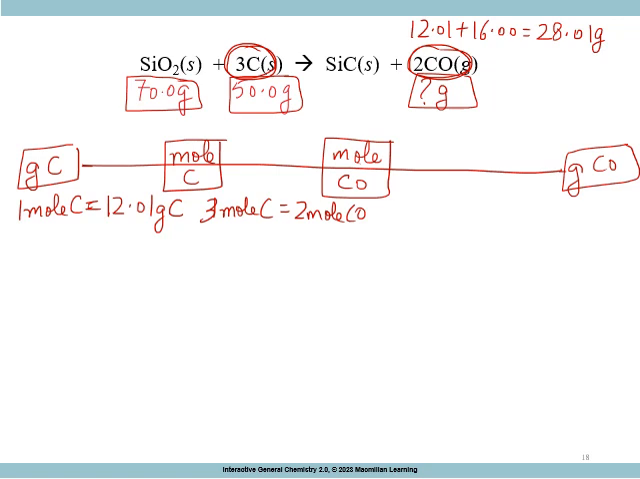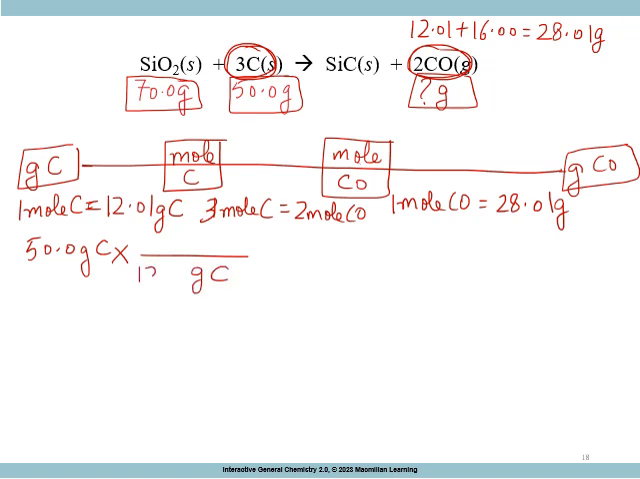Which means 1 mole of carbon monoxide is 28.01 grams. Now I have my map completed. I start with grams of carbon, which is right here. How many? 50.0 grams of carbon. Multiply it with a factor. Because my starting unit is grams, I put grams in the bottom. How many? 12.01 right here. And 1 mole of carbon goes on top.